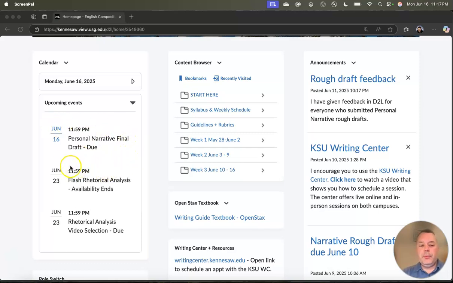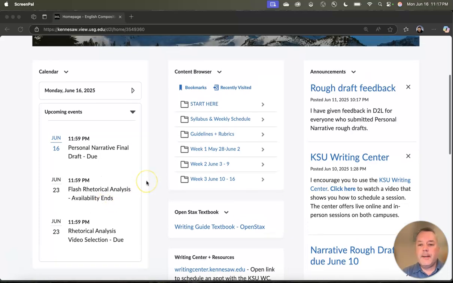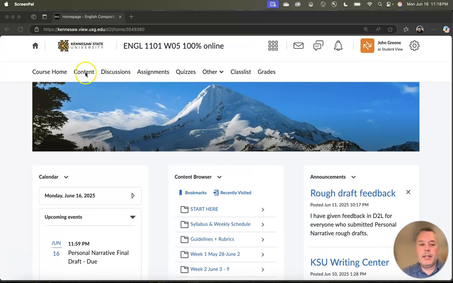But you'll notice the Flash rhetorical analysis, which is a discussion post on a TED Talk video, and then your rhetorical analysis video selection is due next Monday, the 23rd. So you have two items due Monday. And then let's look at the content for this week.